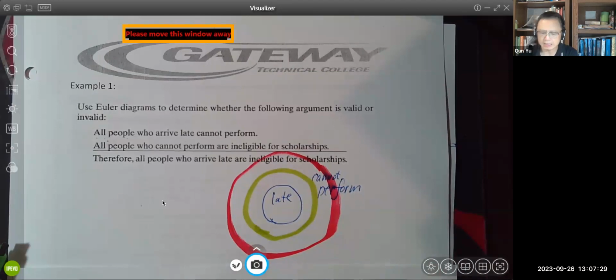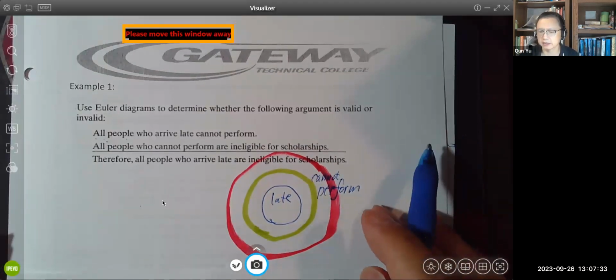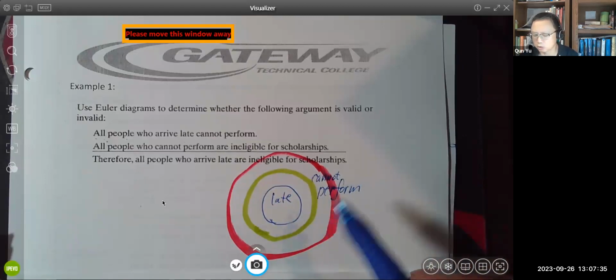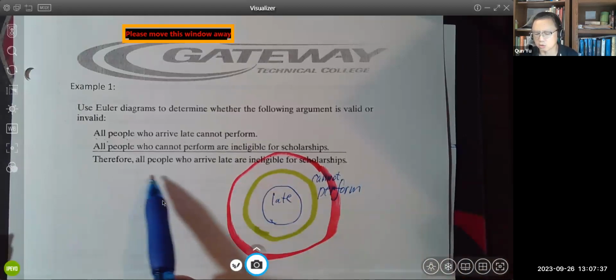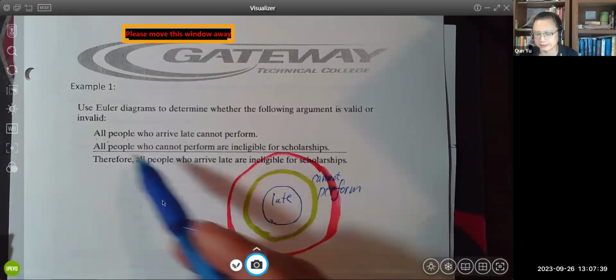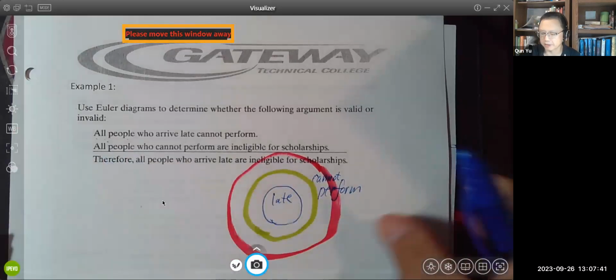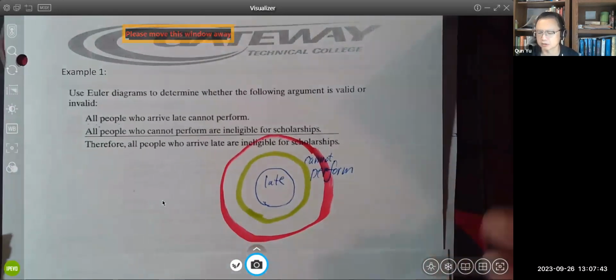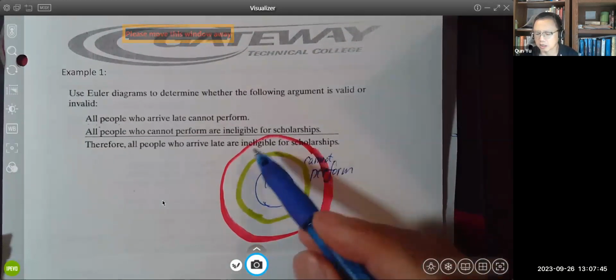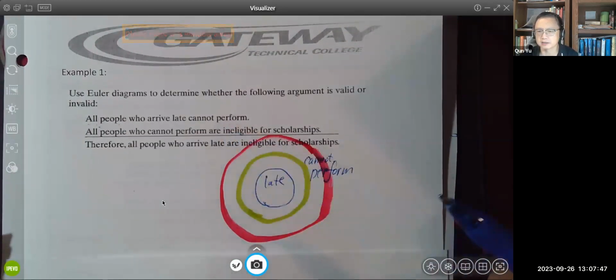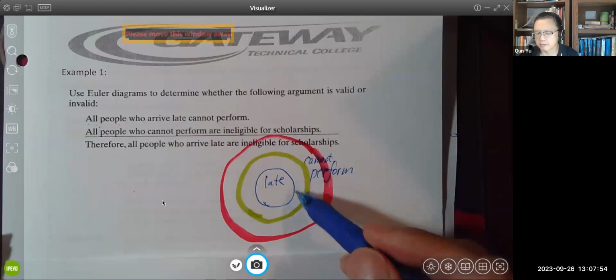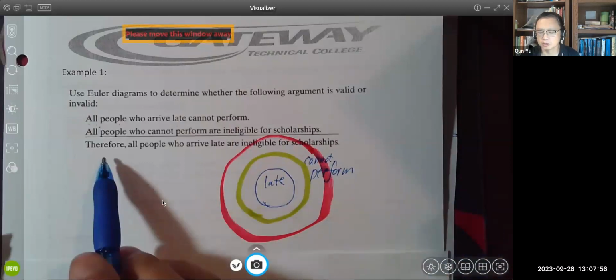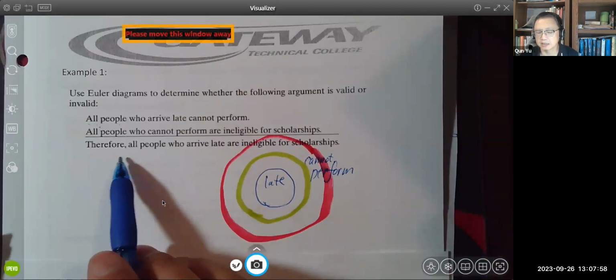The reason I emphasize there's only one way to draw this red circle in this case is that if there are more than one way to draw it, you have to look at the conclusion first before you draw the second premise. Later on, we'll see those kinds of examples. But for now, this is how we represent these two premises. There's no other way to represent it. So now, after we represented the premises, you never try to represent the conclusion.